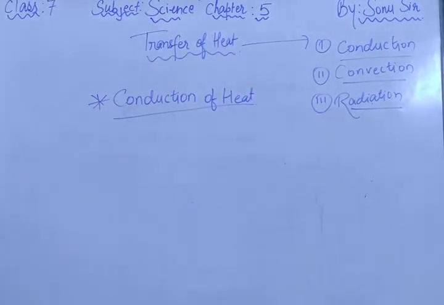So first is conduction of heat. Conduction of heat means the transfer of heat from a hot object to a less hot object when they are in contact. The 2 objects should be touching each other for this type of transfer to happen. When an object is heated, its molecules receive this heat energy and start to vibrate faster, making the neighboring molecules vibrate faster too. Thus, heat is transferred from one end of the object to the other end.